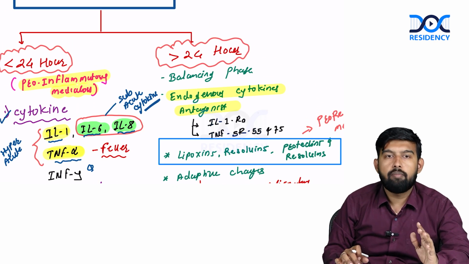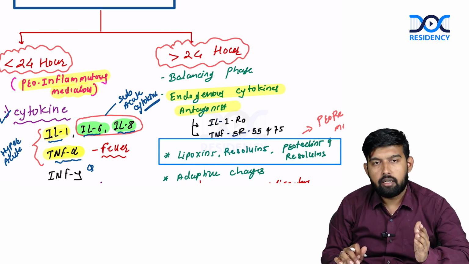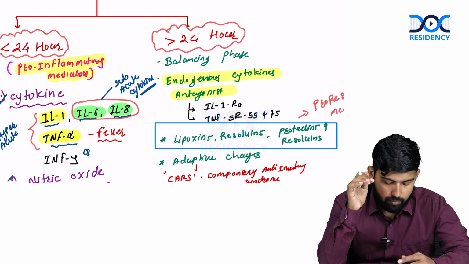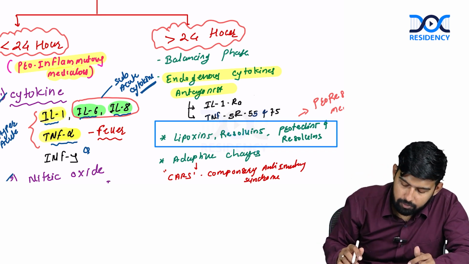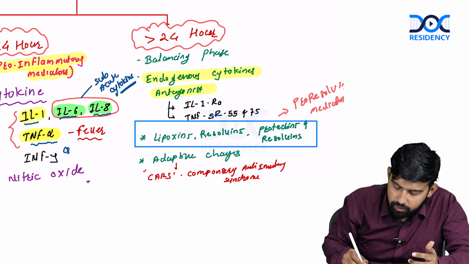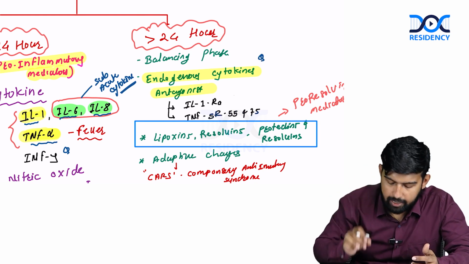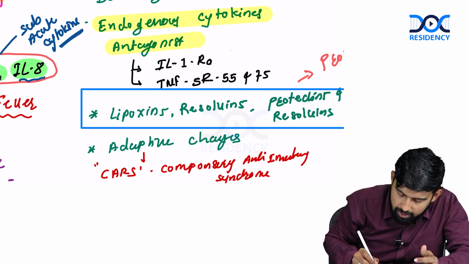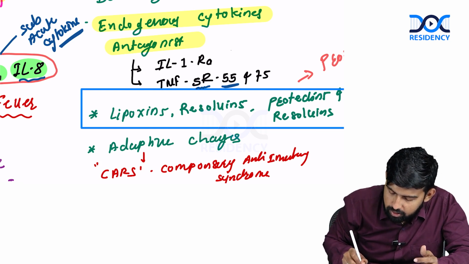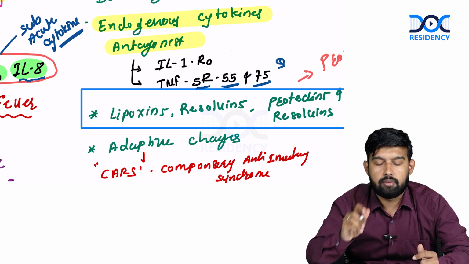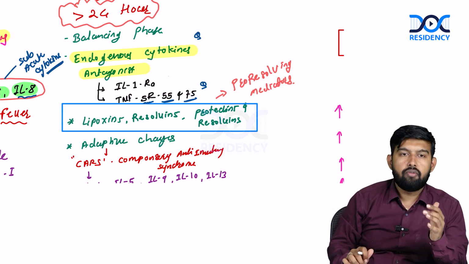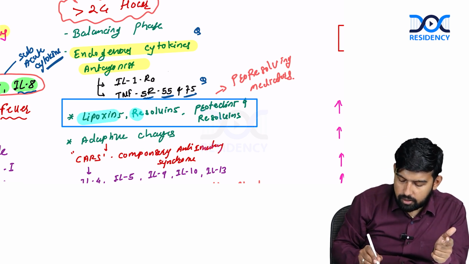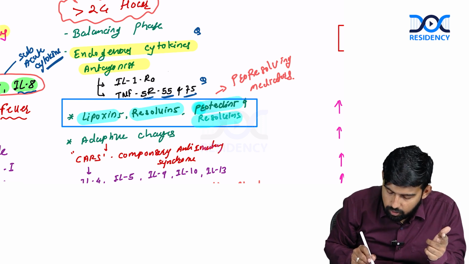So these are the pro-inflammatory mediators. After the 24 hours of the injury or trauma, the body tries to balance these responses by the induction, or appearance, of endogenous cytokine antagonists, like interleukin 1 receptor antagonist and TNF soluble receptors 55 and 75. And there is an antagonistic effect by the pro-resolving mediators like lipoxins, resolvins, protectins and the resolvins.